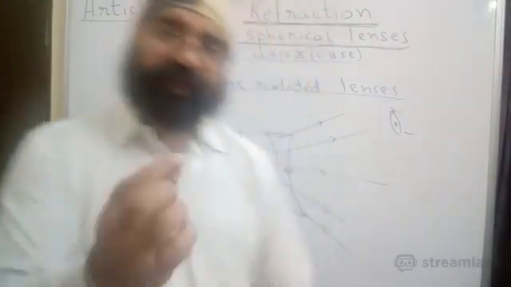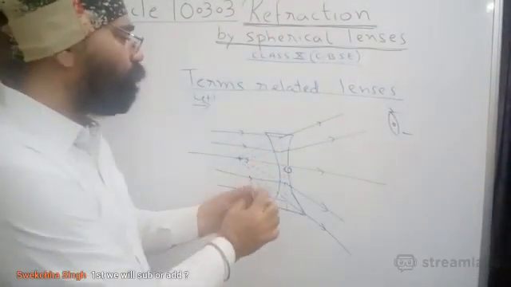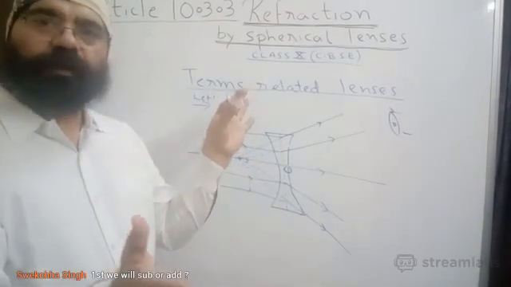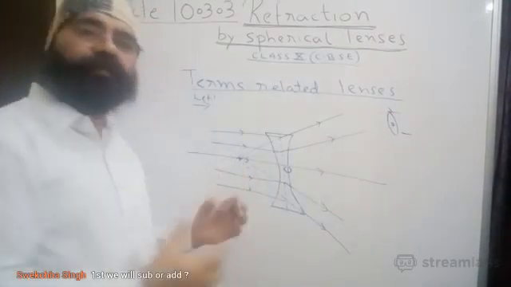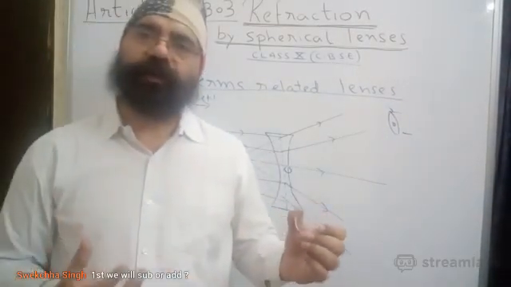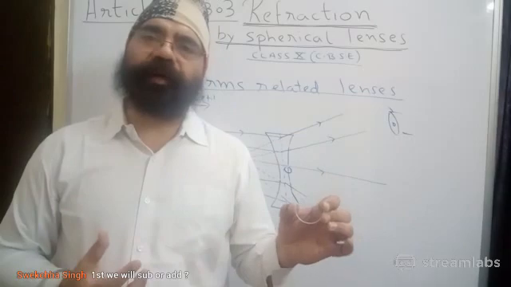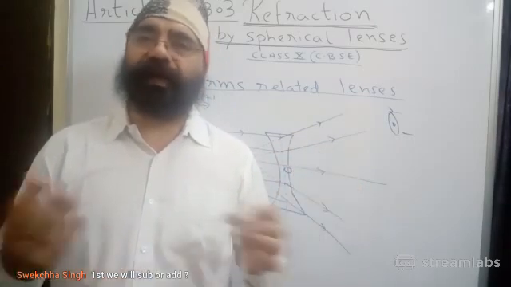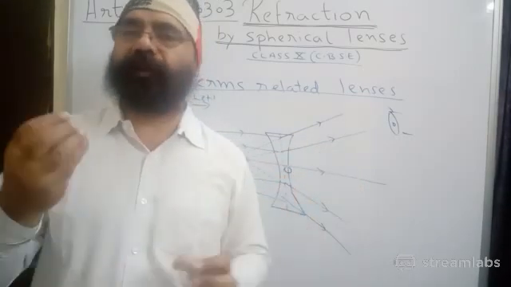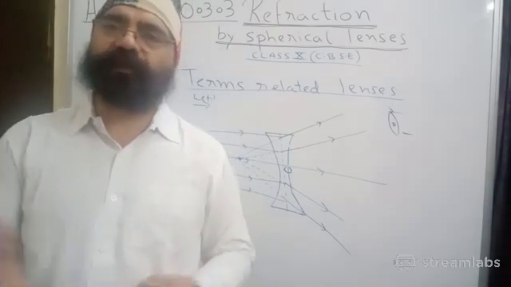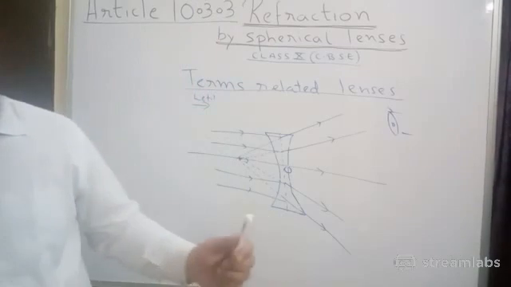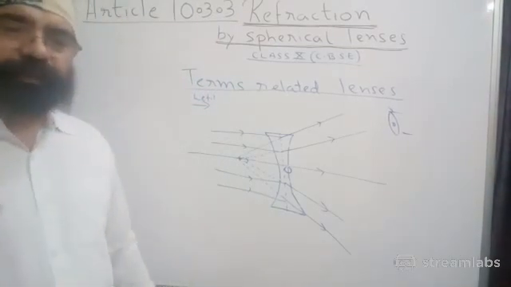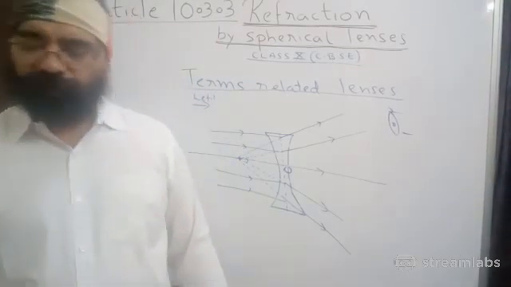In case of a concave lens, they are not meeting, they are diverging away. So I place my eye over here and I imagine them to be coming from a point. It's not actually coming, I'm imagining them to be coming from a point. So imaginary focus, which means a virtual focus. Everybody understood this?